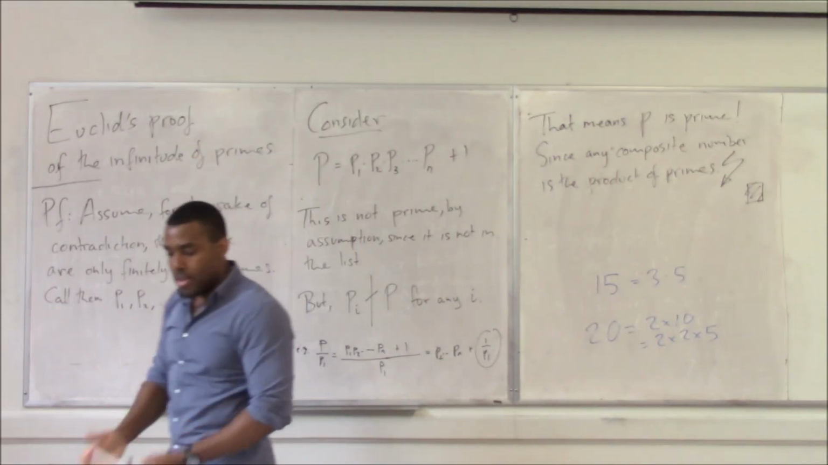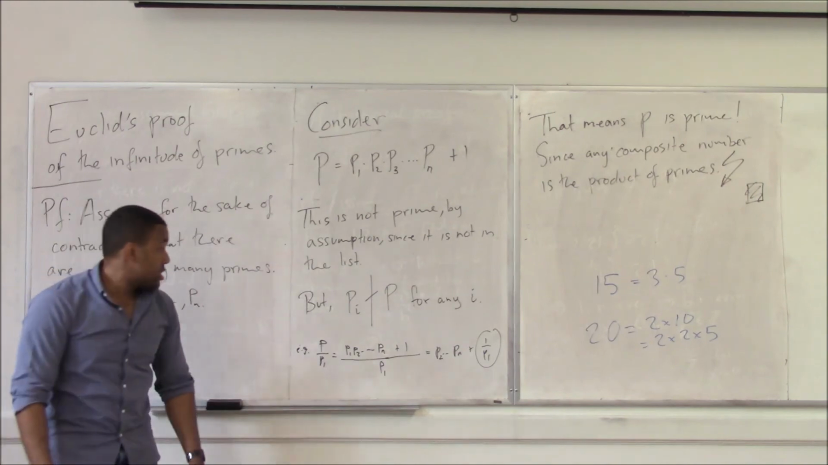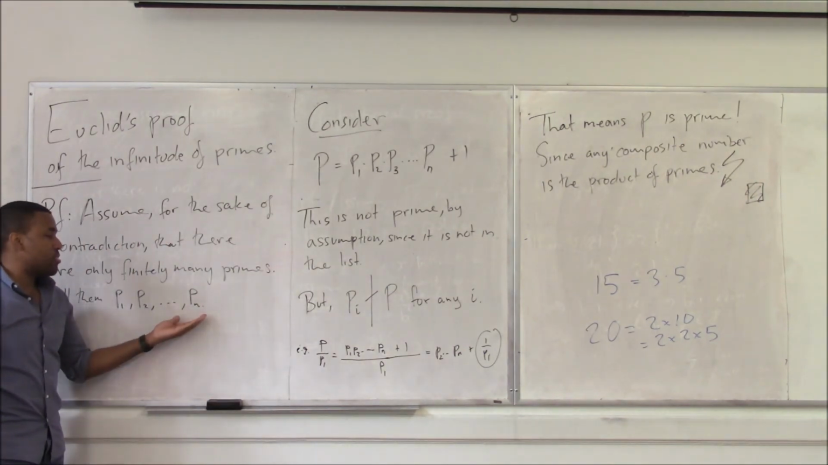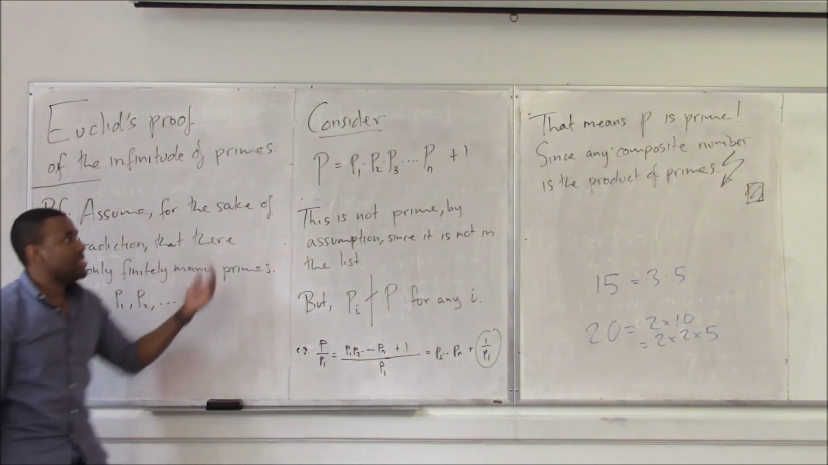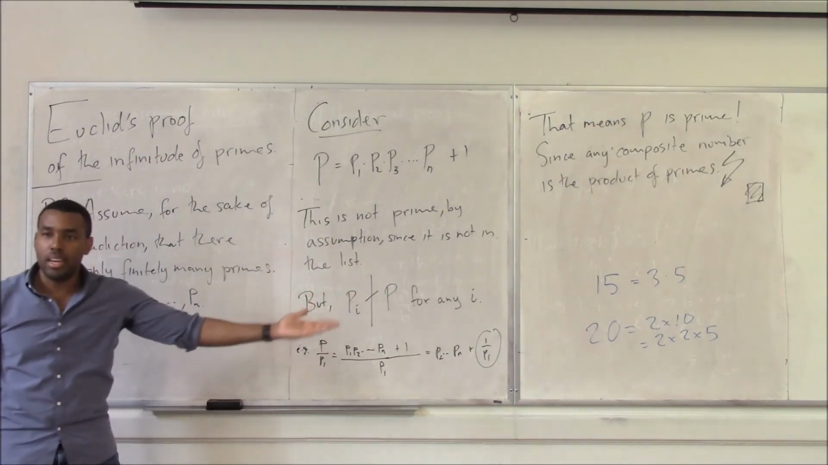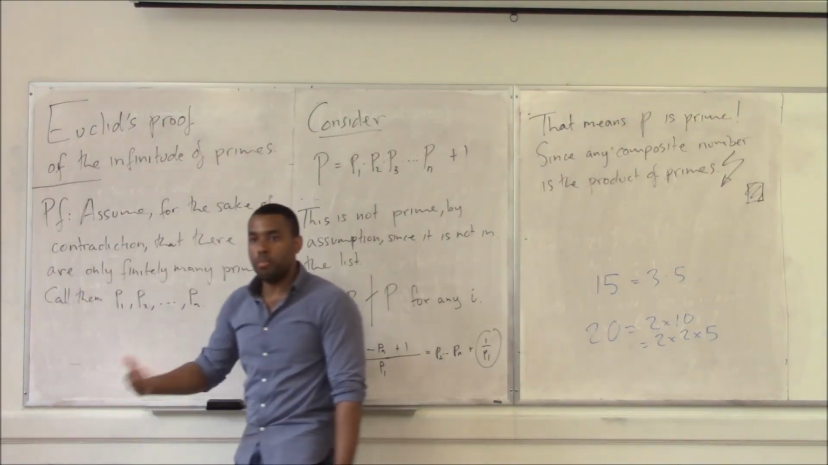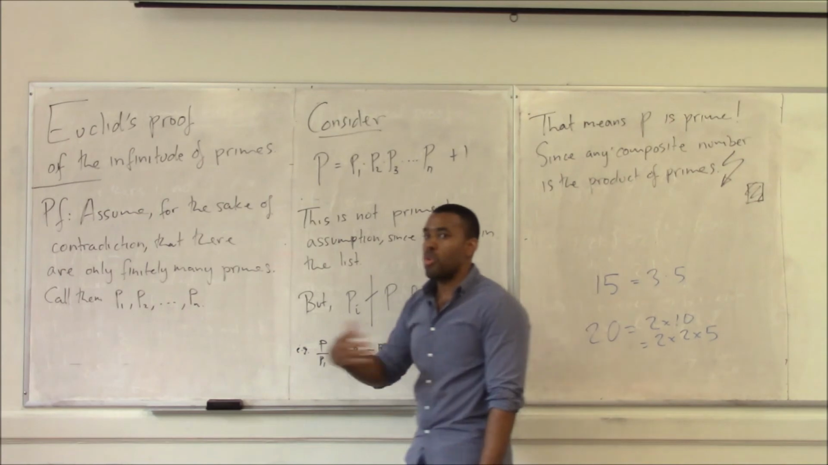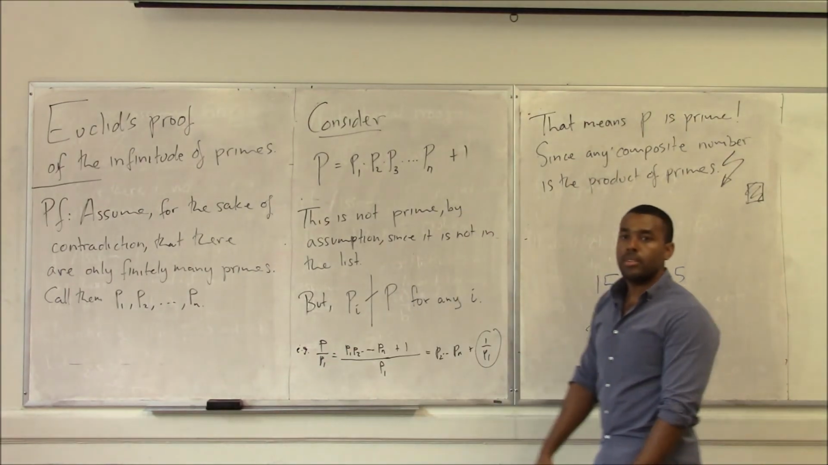So the proof is: any finite list of primes you make turns out not to be big enough. So you'll always be able to get bigger, add one more, add one more, forever.